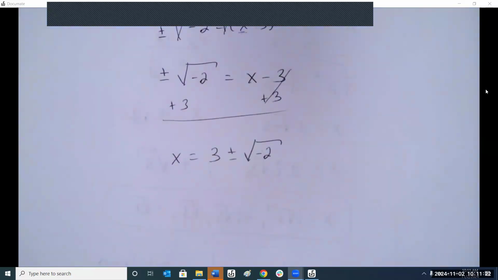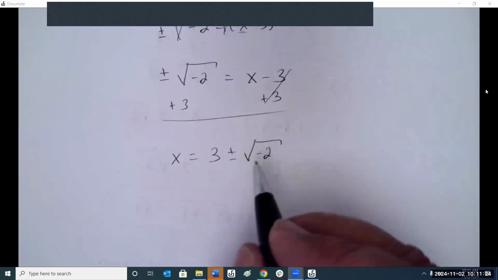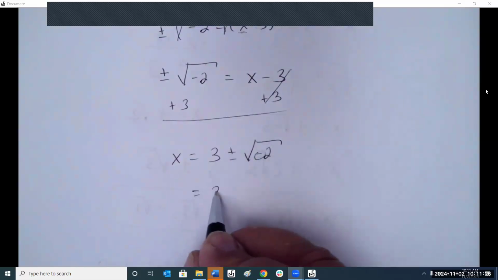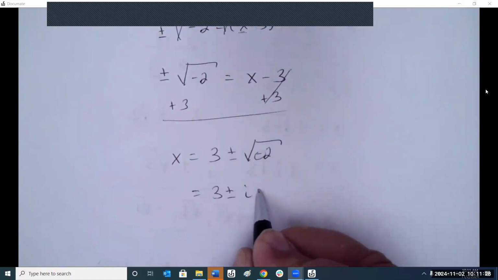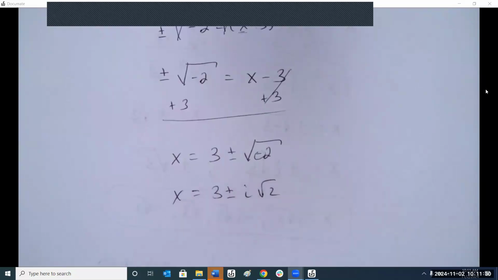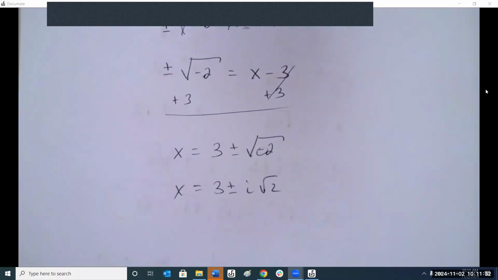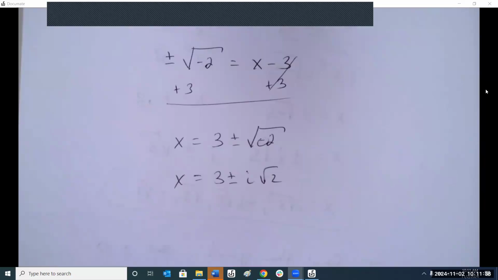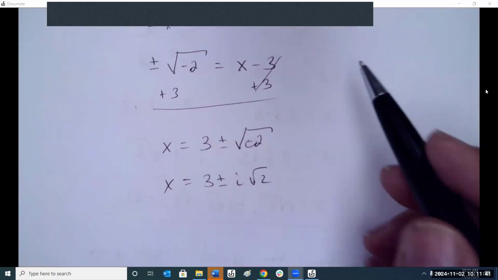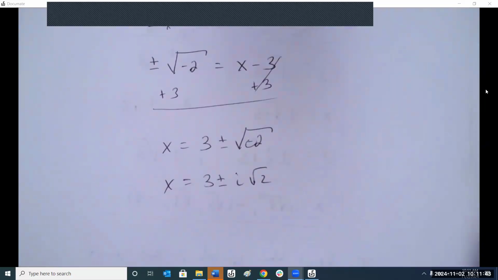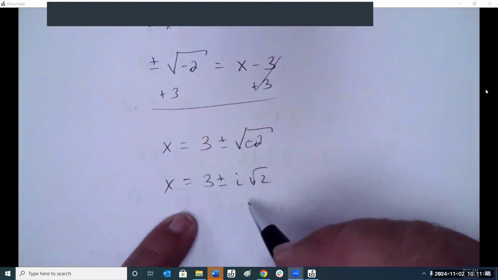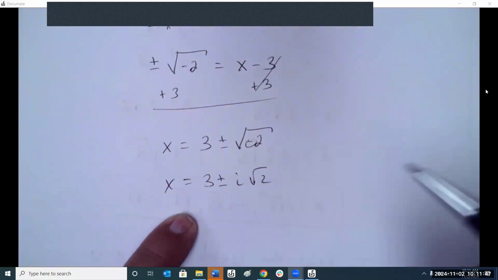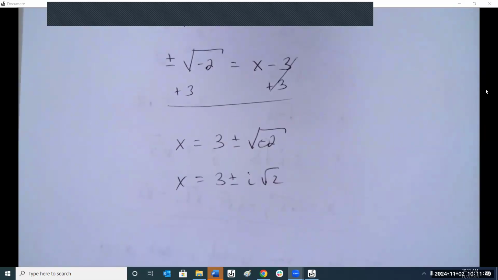Uh-oh, what's wrong? It's -2, which tells us that we have an imaginary number. So do we have any x-intercepts? No. We know the vertex is at 3, 2. There are no x-intercepts. Do we have a y-intercept?